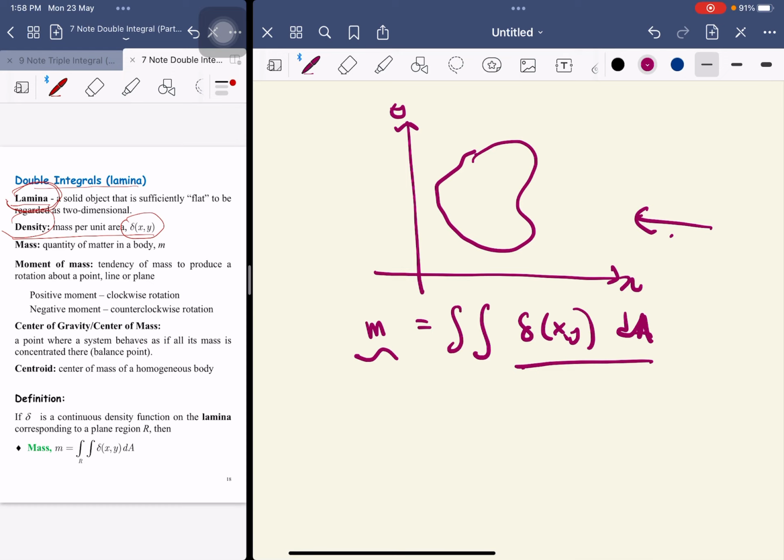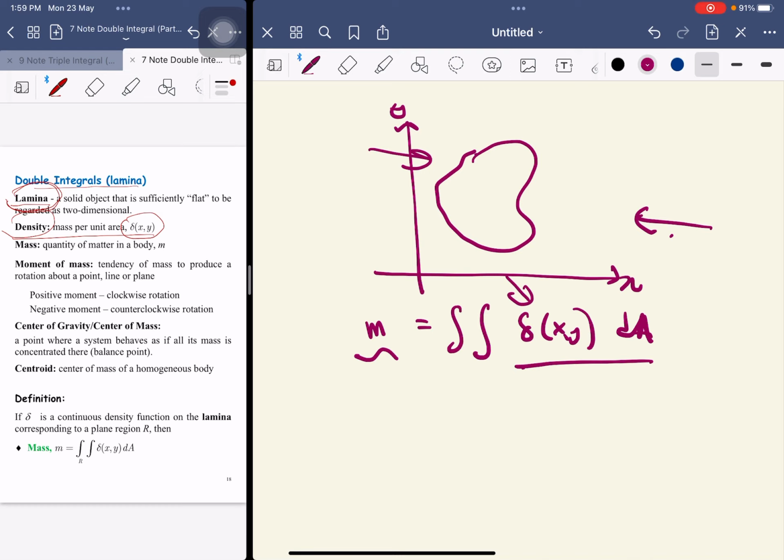So by right, you will be able to get the mass of a lamina whenever you have a continuous density function as well as a thin flat plate like this, which means that you need to figure out the limits, like what you have learned in double integral.